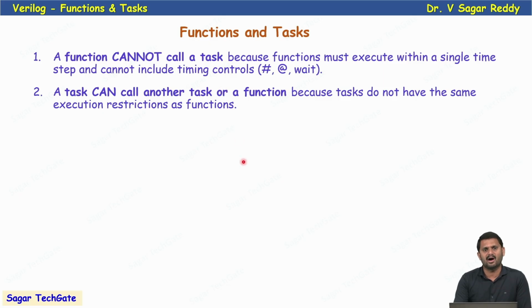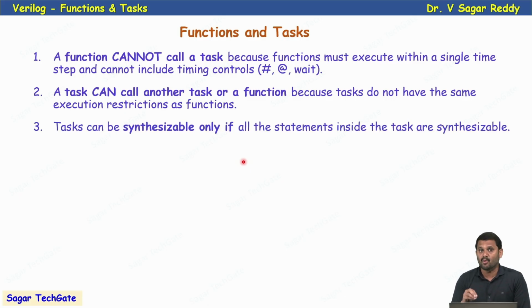A task can call another task or a function, because tasks do not have the same execution restriction as functions. Clear? So a function should complete execution in a single time step and cannot contain timing controls, but a task can. So happily we can call the function or task. Tasks can be synthesized only if all the statements inside the task are synthesizable. Clear? In Verilog, a task or function can be called hierarchically also. So we'll discuss that also, right?